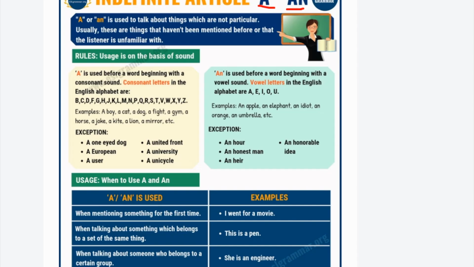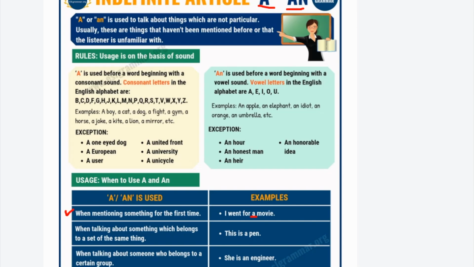The first one, we use this article when mentioning something for the first time. I went for a movie. We hear the word movie for the first time in our story. When talking about something which belongs to a set of the same things: this is a pen. It is one pen from millions of pens in the world, and it doesn't matter which pen I need.